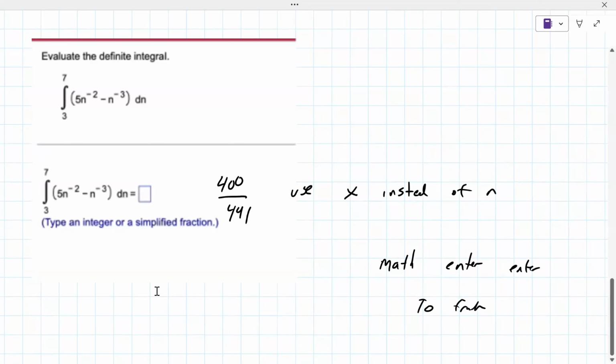Okay. So the answer I've got here is 400 over 441. Is that what you have? Okay. Now this does not work for everything. It works for a lot, like 80%. So that's the good news. It just works.